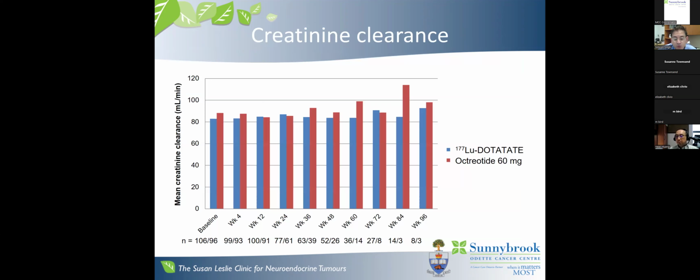One thing that was quite interesting to come out of the NETTER-1 study, there was a lot of debate about renal toxicity and what the extent of renal toxicity is. And what this study showed, I think, laid to rest the ongoing debate, was that with good amino acids, renal toxicity wasn't a large issue, and renal function can be preserved with amino acid protection of the nephrons.